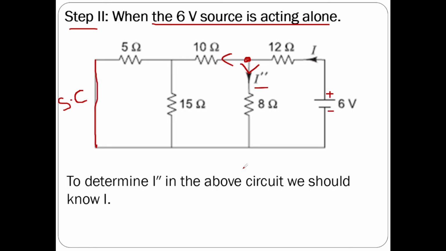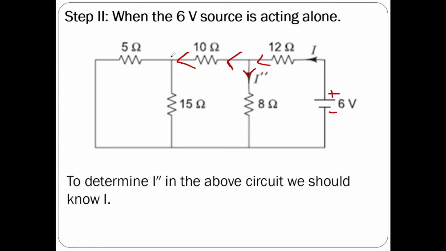So let us determine I. In order to determine I, I will determine the equivalent resistance of the given circuit. To do that, this is our source, just go to the opposite side of the source and check. See, from the source current flows like this. At this junction, current is dividing, and this current will flow through 10 ohms. At this junction, again current will divide.